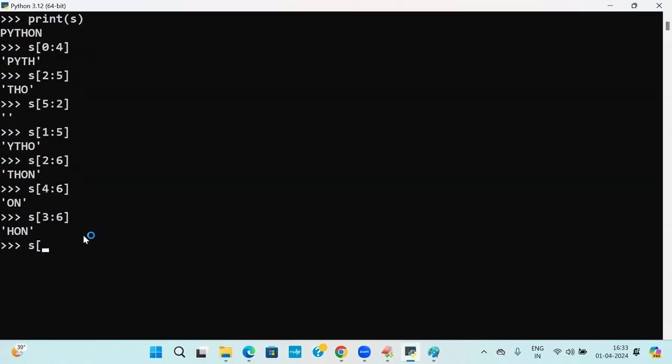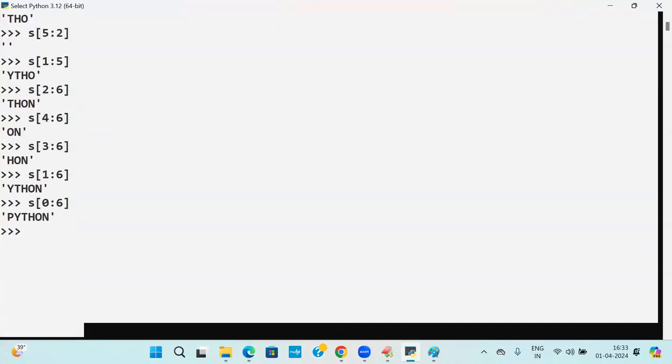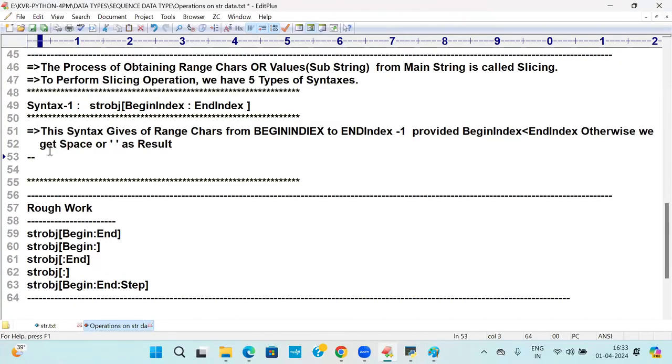Next, S of 1 colon 6. Quickly. Y? THON. Good. Now I'm writing here 0 colon 6. What is the answer? Very good. Python. Are you able to follow? Yes. So I hope that the syntax is clear. Clear or not clear? Very good.